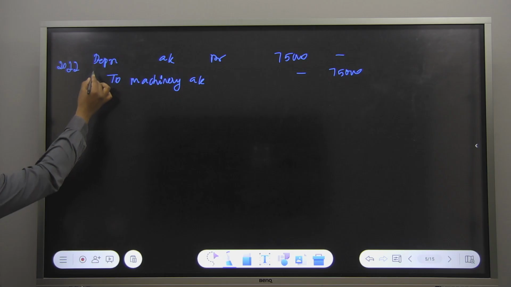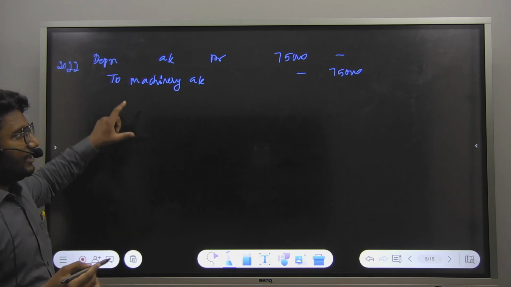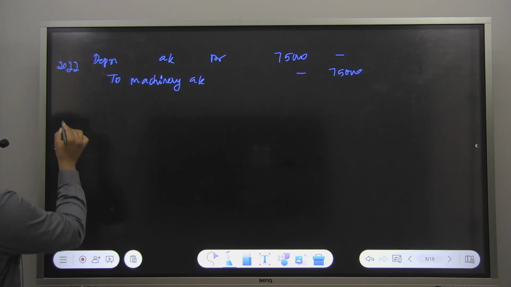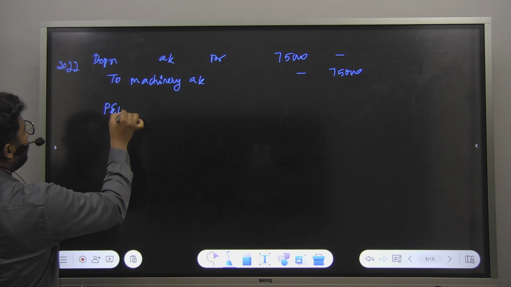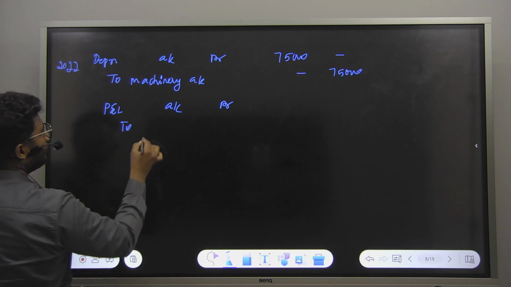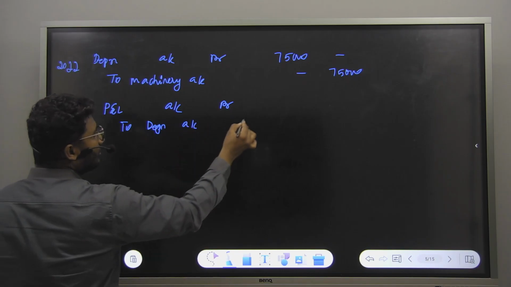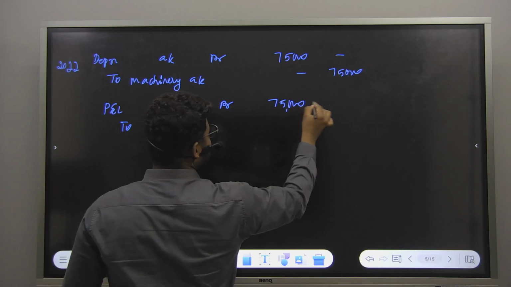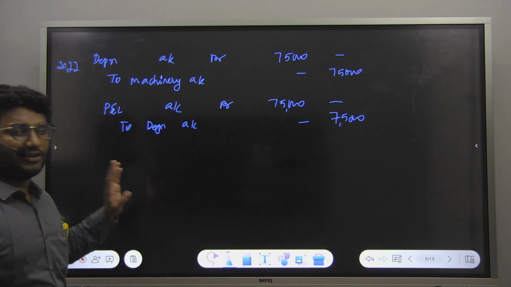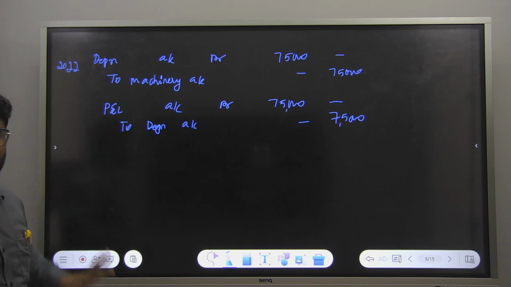Second entry: this depreciation is a loss for you, so the same amount has to be transferred to the profit and loss account. The entry would be profit and loss account debit to which account? To depreciation account. The amount is 75,000, the same amount. Being the depreciation loss transferred to profit and loss account.